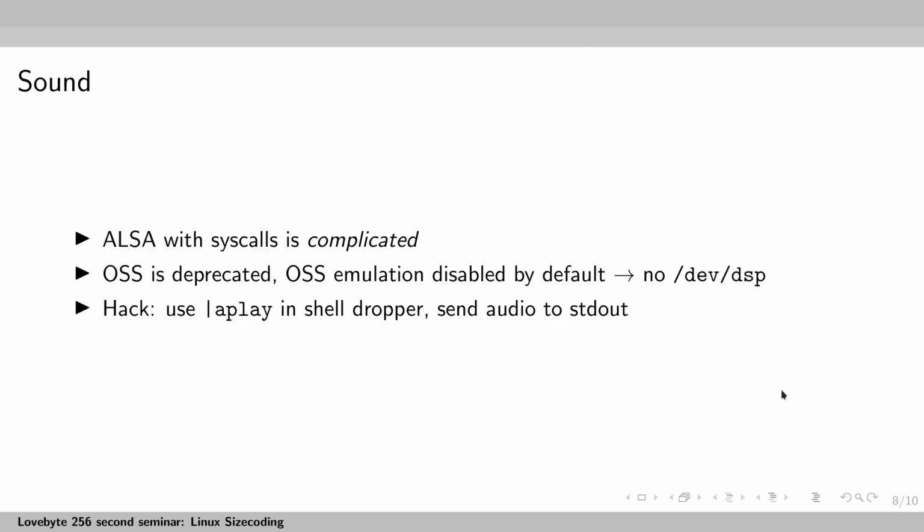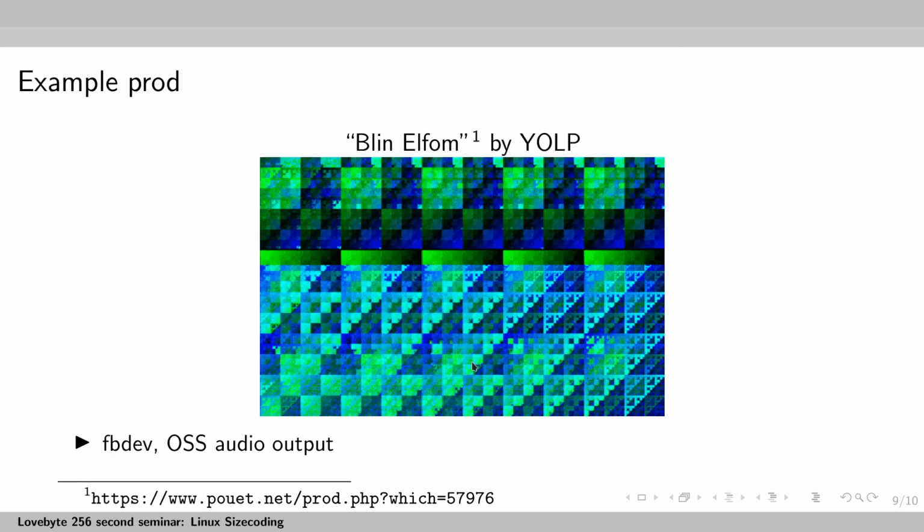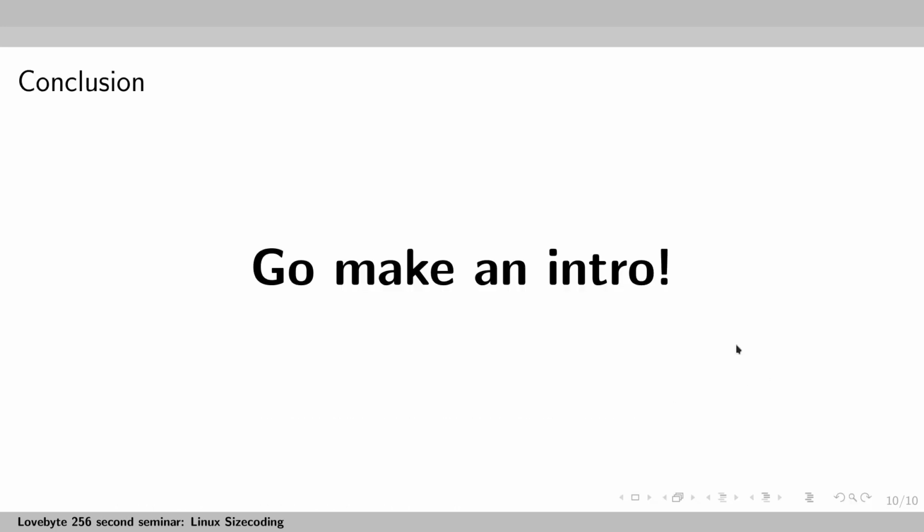Sound: ALSA is annoying, and OSS, this /dev/dsp, is deprecated and not enabled by default. So what you probably want to do is use pipe aplay in a shell dropper, or maybe call eSpeak or something. Be creative. As an example, I brought here Bin Alpha by Gulp, which uses the fbdev and OSS audio output to show this XOR pattern animation thing. That's about it. Go make an intro.